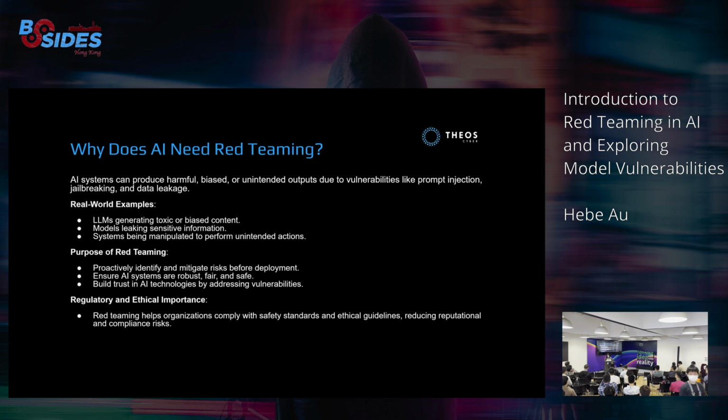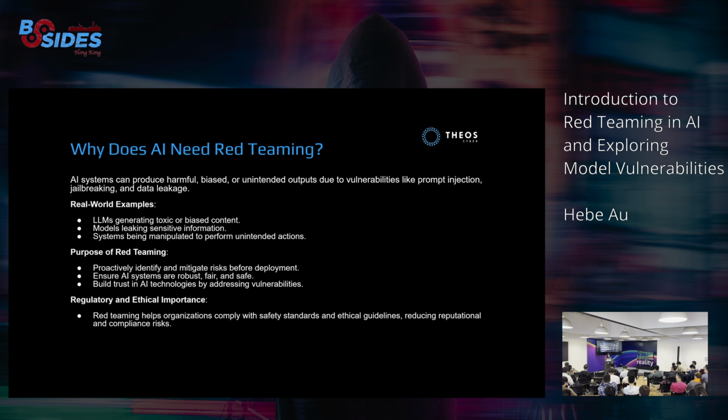So why does AI need red teaming? Of course, I believe everything has vulnerabilities, even the AI system. Maybe the AI system will give you some bias or unintended output. For example, if you do a prompt injection, maybe you can get personal data from the AI system. So that is the reason why we need to do red teaming.